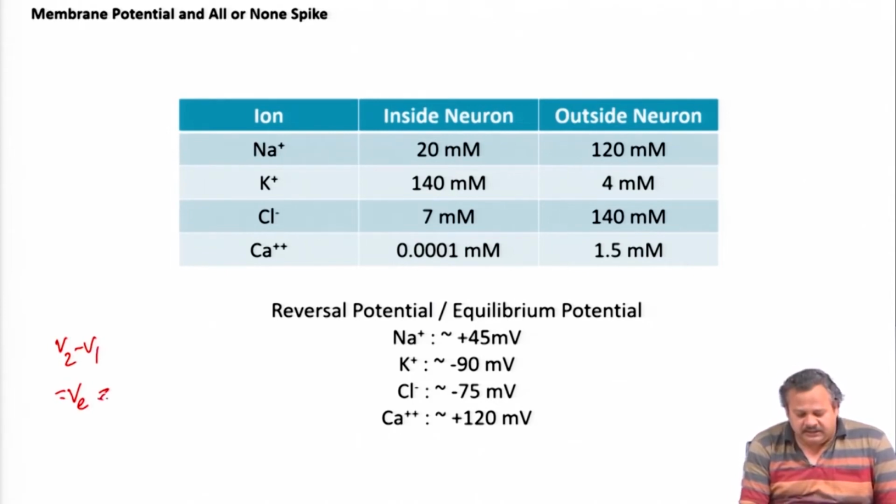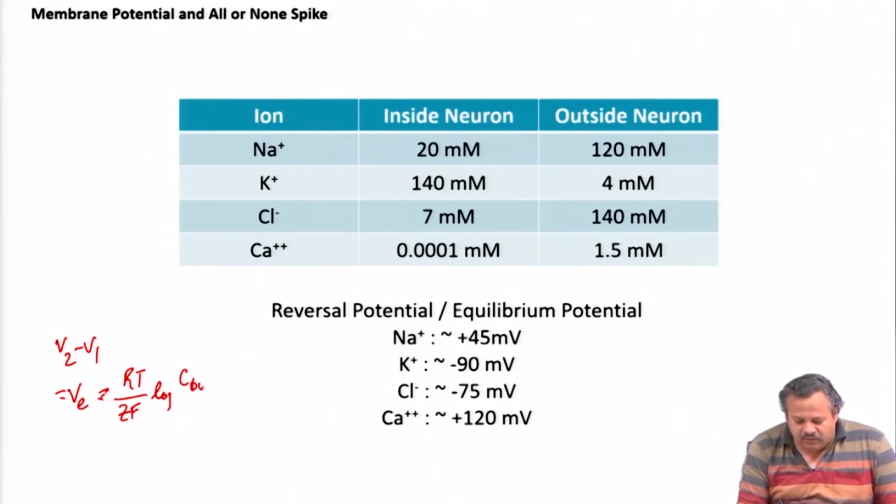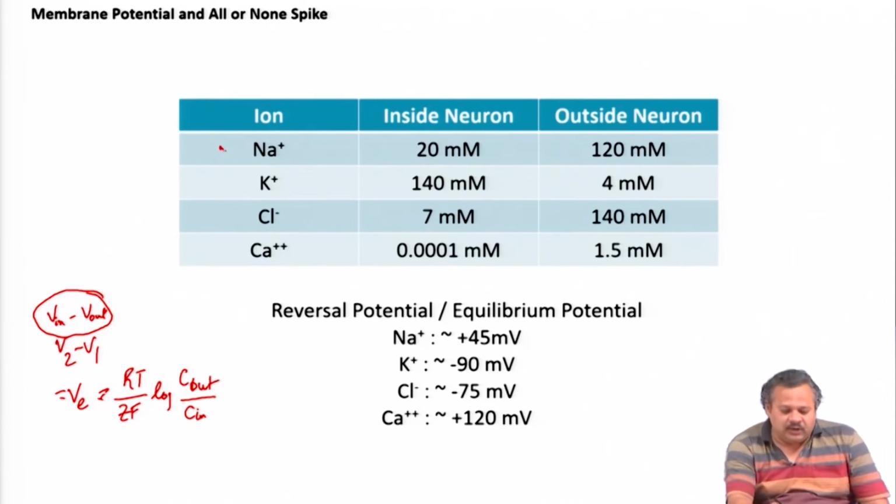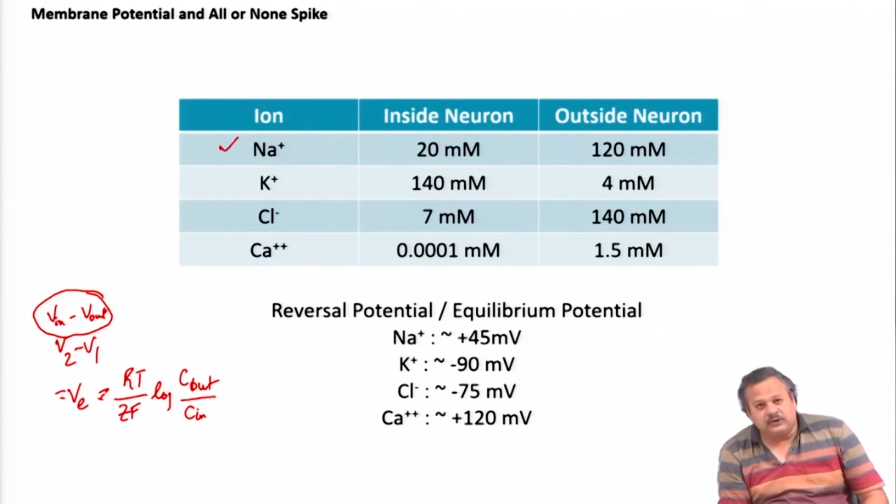So, if we now use our idea of V2 minus V1 as our V equilibrium or V reversal, then this will be determined by RT by ZF log C1 or C out by C in, and this is my V in minus V out. That is the way we will be defining membrane potential. So, when the membrane potential is this VE for that particular ion, let us say sodium, then the sodium will not flow across the membrane, that is, it will be at equilibrium.